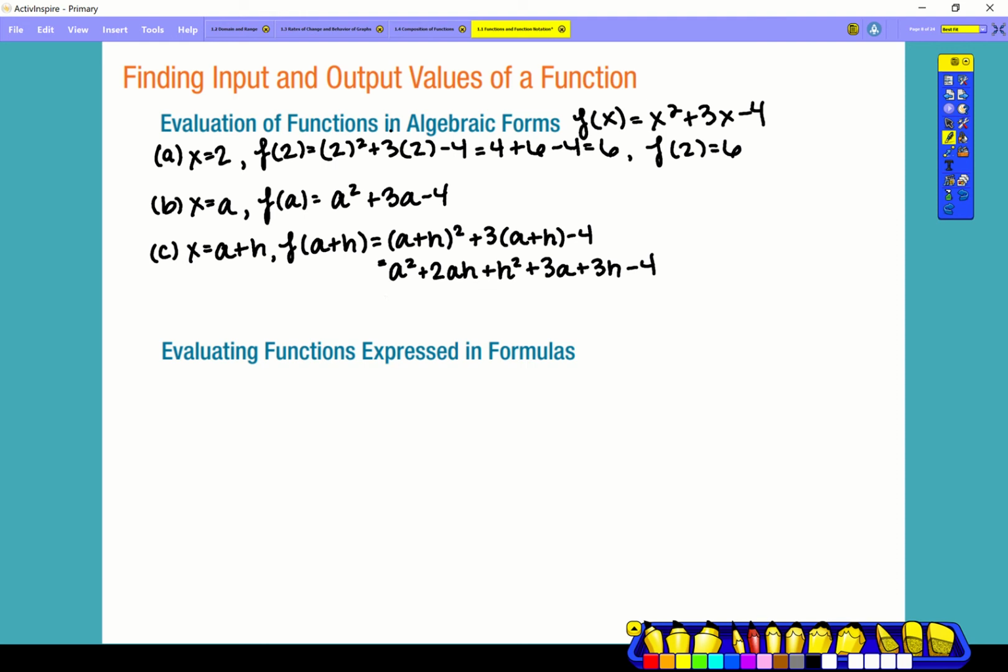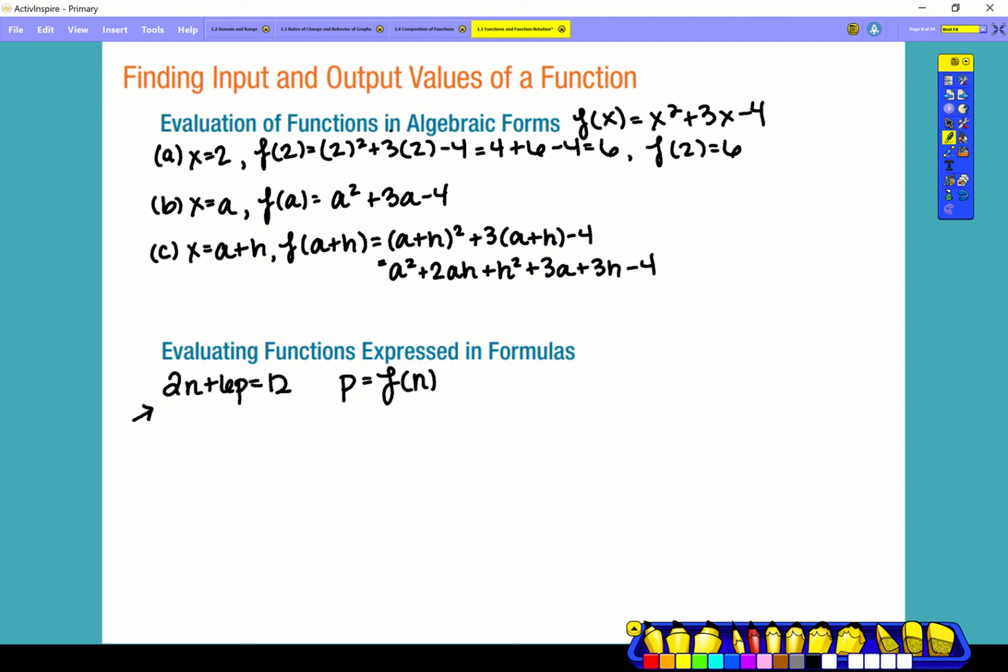So evaluating functions expressed in formulas. So let's say I gave you the formula 2n plus 6p equals 12. And I want this in the form p equals f of n, which means I want p on one side by itself, so that if I know n, I can plug it in and find p.